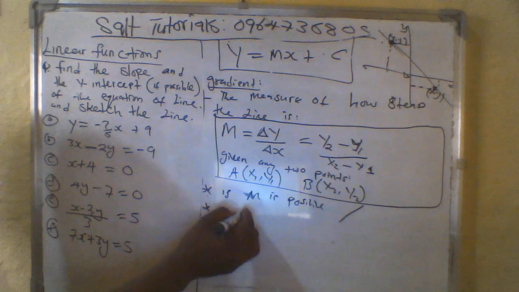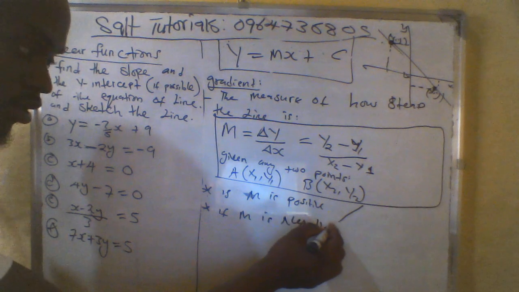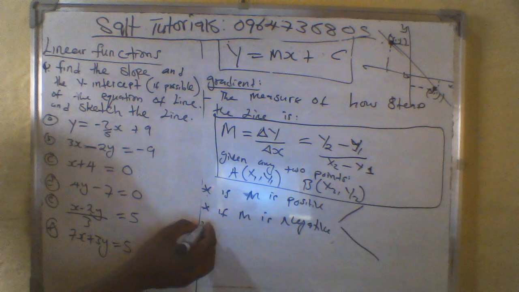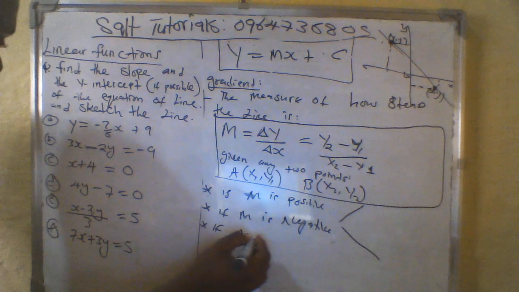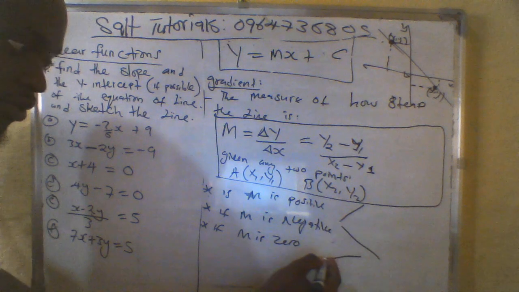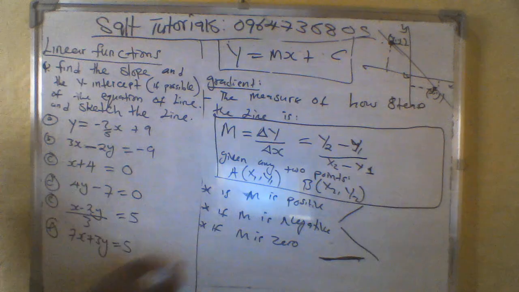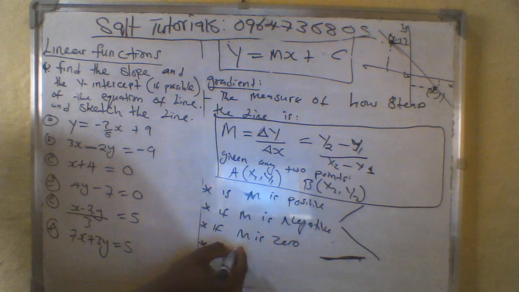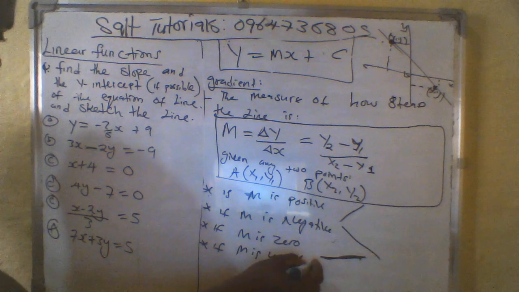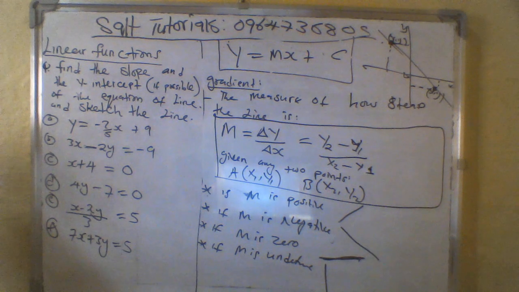If m is negative, I'm expecting my line to slope in this direction. If m is 0, I'm expecting my line to be horizontal. A horizontal line means the gradient is 0. But if m is undefined, I'm expecting my line to be vertical. So there are 3 cases you have for how you're going to see your line.